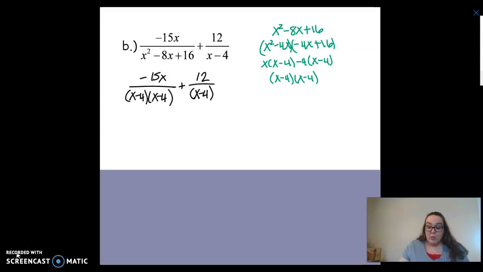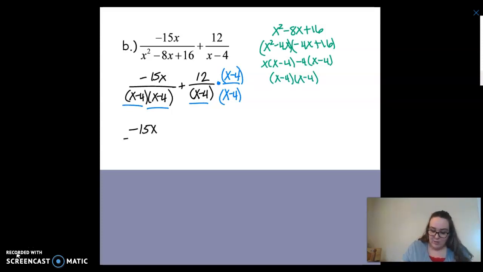So when you look here, what's going to make these denominators common? The one on the left has two x minus 4s, so the one on the right just has one. What does the one on the right need to be alike? It needs another quantity x minus 4, so that it can be the same. The left fraction, we factored it so that we knew what the common denominator needed to be. So I don't have to multiply that one by anything.